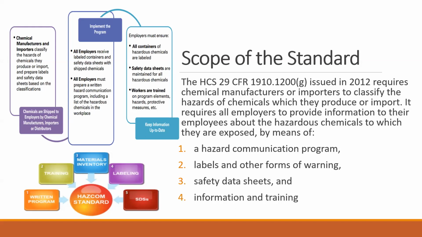To develop two things with their chemical. What are these two things? Number one is the label, and the other thing is to have MSDS available. MSDS is material safety data sheet. In other words, we can also say SDS or MSDS.